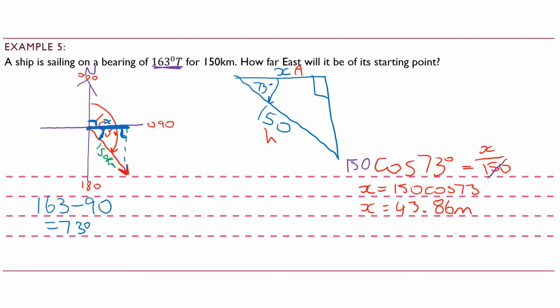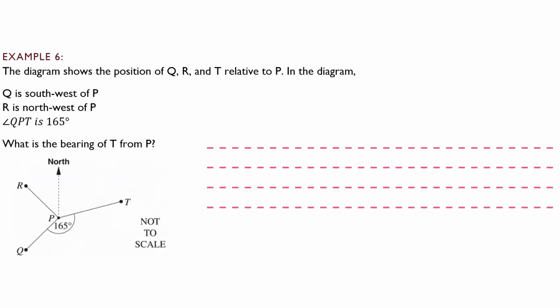So we draw a diagram, we find a right angle triangle, we find the information on our right angle triangle, we use trigonometry. All right, let's have a look at the next one. The diagram shows the position of Q, R, and T relative to P in the diagram. So we've got some information up here. I'll highlight it as we go.